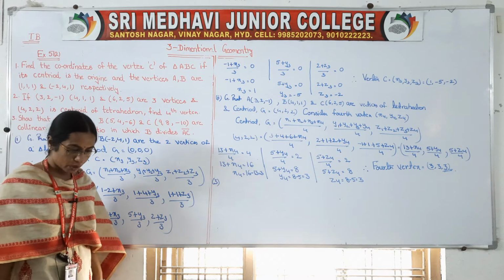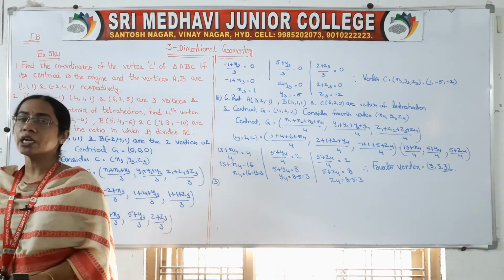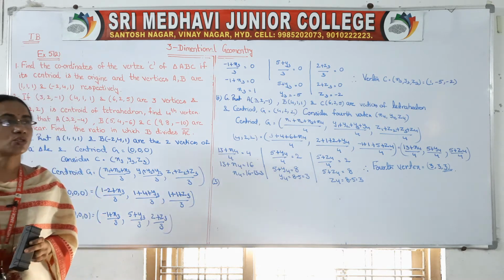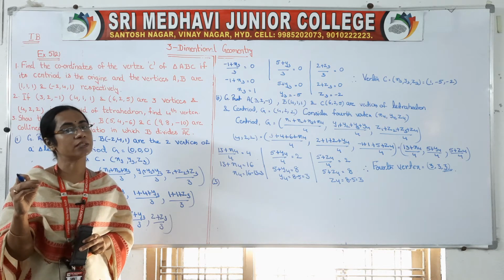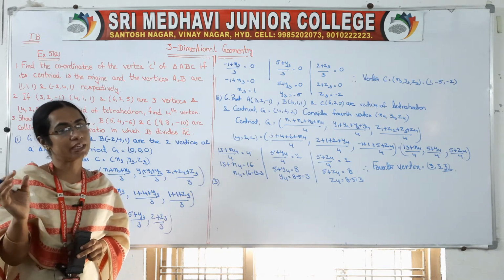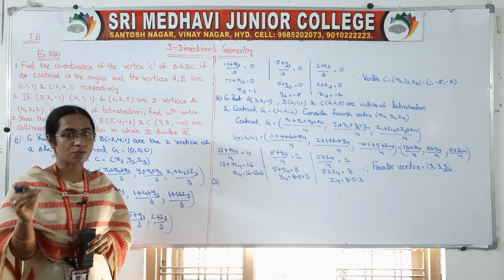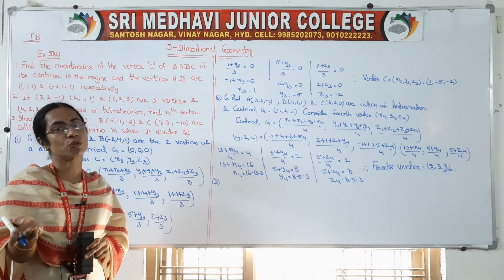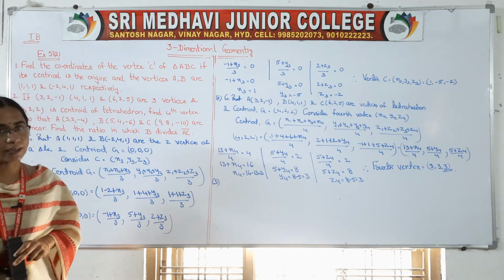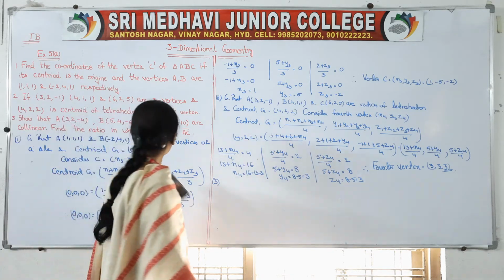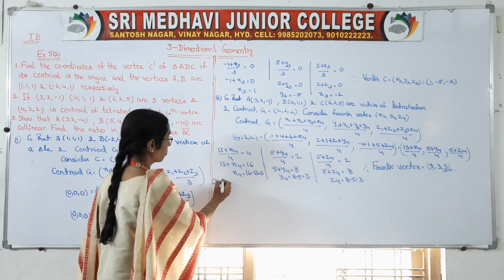What I said: collinear means points that lie on the same line are said to be collinear points. How do we show the given points are collinear? We will find three line lengths. Suppose A, B, C are given: AB, BC, CA. If the sum of the lengths of two lines is equal to the third line, then we can say that the points are collinear, isn't it? So take the points.